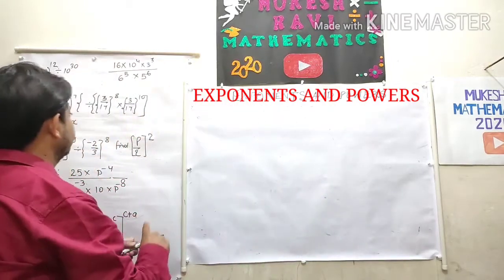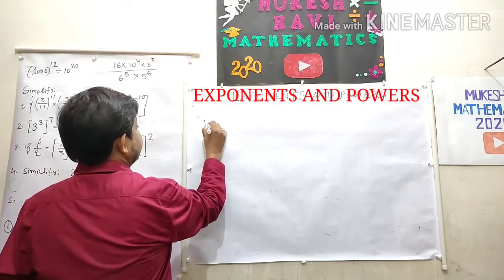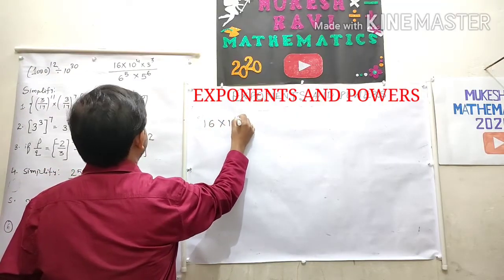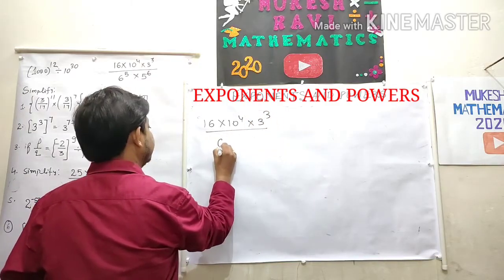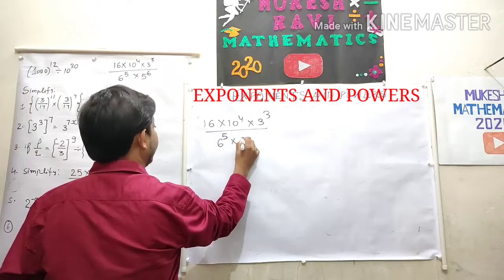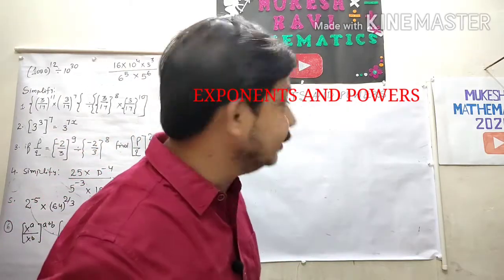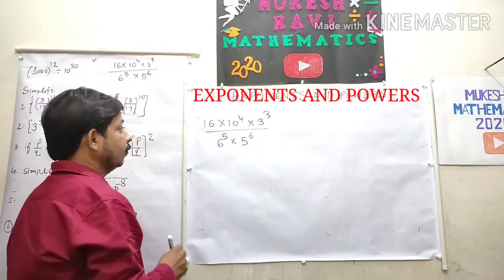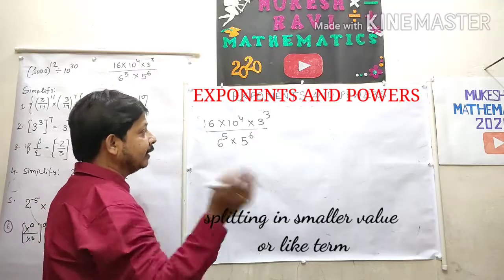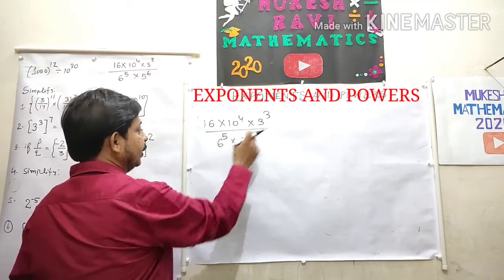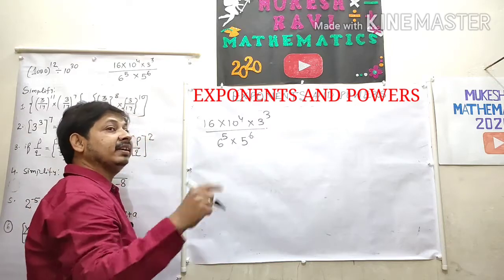If I write one question here, the question is 16 into 10 to the power 4 into 3 to the power 3, over 6 to the power 5 into 5 to the power 6, and we have to evaluate this value. What to do here? First of all, we have to check the like terms. 16, 10, 3, 6, 5. Is there any like term?